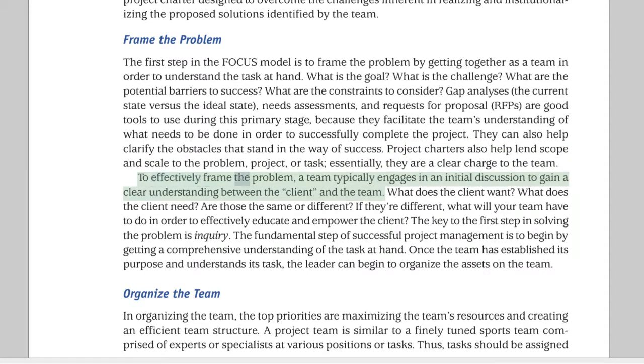To effectively frame the problem, a team typically engages in an initial discussion to gain a clear understanding between the client and the team. What does the client want? What does the client need? Are those the same or different? If they're different, what will your team have to do in order to effectively educate and empower the client? The key to the first step in solving the problem is inquiry. The fundamental step of successful project management is to begin by getting a comprehensive understanding of the task at hand.